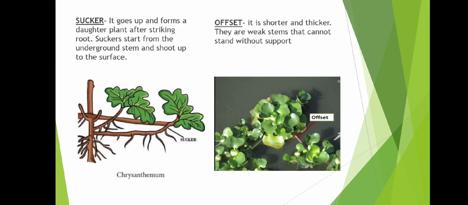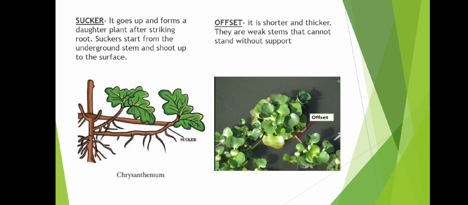Sucker. It goes up and forms a daughter plant after striking root. Suckers start from the underground stem and shoot up to the surface. So, yung sucker naman is umaakyat at bumubuo ng isang bagong halaman pagkatapos na tumama sa ugat. Ito ay nagsisimula sa ilalim ng tangkay at tumataas hanggang sa ibabaw.